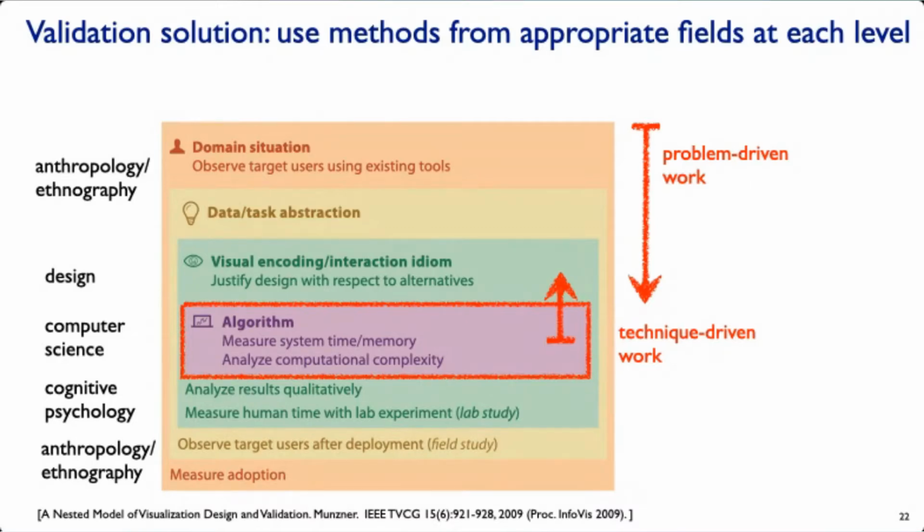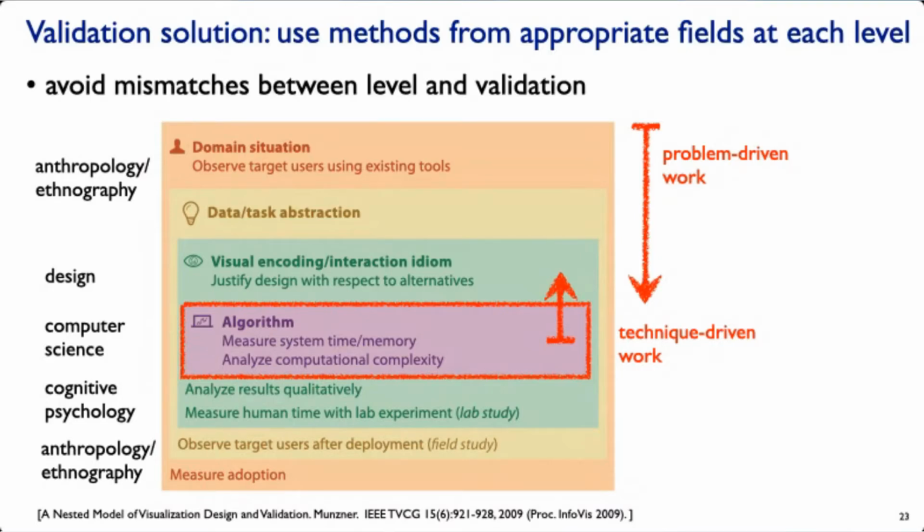So this idea that there's technique-driven work and problem-driven work, there's a lot of both of these in visualization. And what we want to do is try to avoid mismatches between these levels in the validation. One way a lot of people go wrong is by having a mismatch where they're presenting work and they try to convince me that, say, their idiom is correct by measuring how long a computational benchmark takes, which is an algorithm level validation technique. That doesn't tell me whether or not the people understood it.